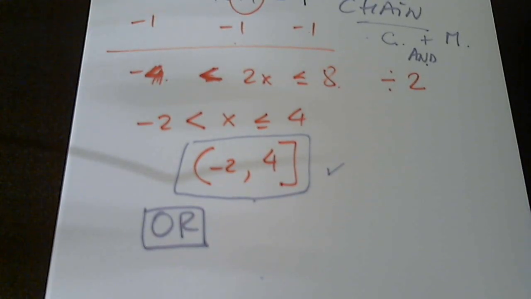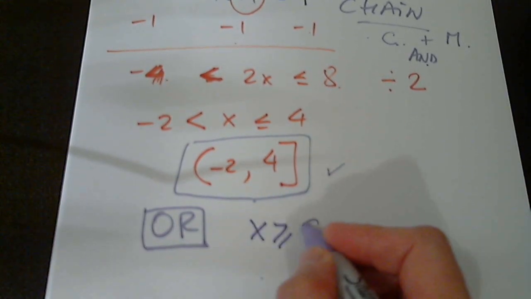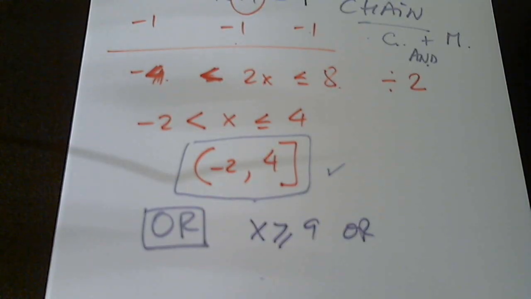Okay? So let's look at examples with or. And you'll see where the or is coming from and where the and is coming from when we discuss the absolute value. So solve the compound inequality with or, and x less than 8.